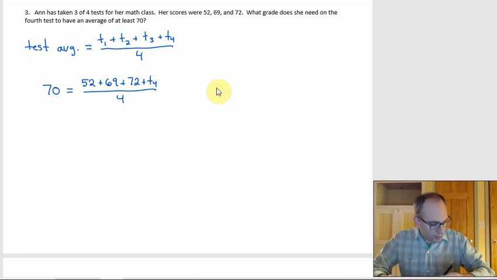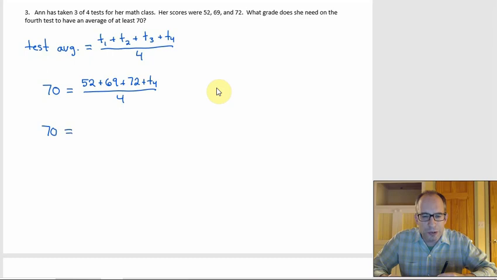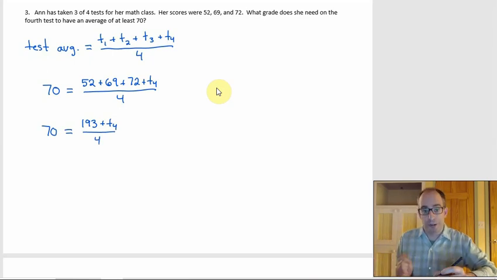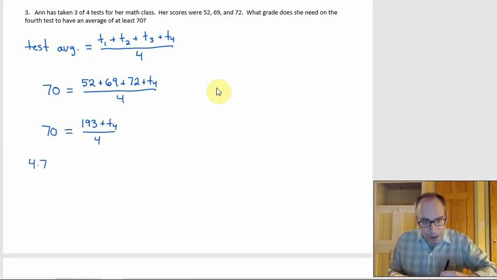Okay. Let's see. I guess the next thing is we do have this fraction here, which we could deal with immediately, but I'm actually going to clean up this numerator first. So if I add those 3 numbers together, let's see, 72 and 52 is 124, and 69 should be 193. So this is 193 plus T4 over 4. And then we can clear the fraction or cross multiply if you want to view it that way. That would effectively do the exact same thing. But I'll write it out as clearing a fraction.